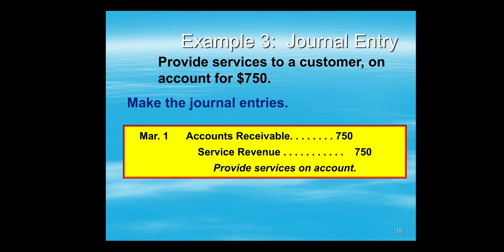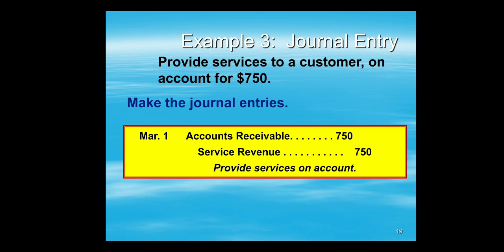Okay, let's see. Provide services to a customer, and then on account for $750. So the situation is like this. This business provides services to a customer, but the customer will pay later in the future. So how to do the journal entry? So first step, you have to know the effect of this transaction on accounting equation. So the effect of this transaction on asset.